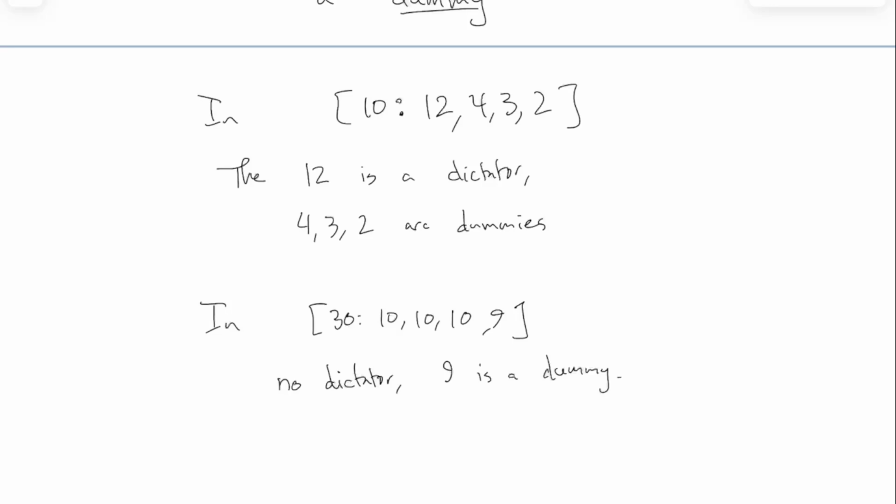And this would be a typical homework question. I show you one of these things, and I say, tell me if there's any dictator, tell me if there's any dummy. Dictator is very easy to see. It's just, are any of the numbers bigger than the quota? The dummy is a little trickier. Here you have to think a little bit to realize that this 9 is a dummy. It's not immediately obvious, but you can figure it out if you think for a moment about the numbers.